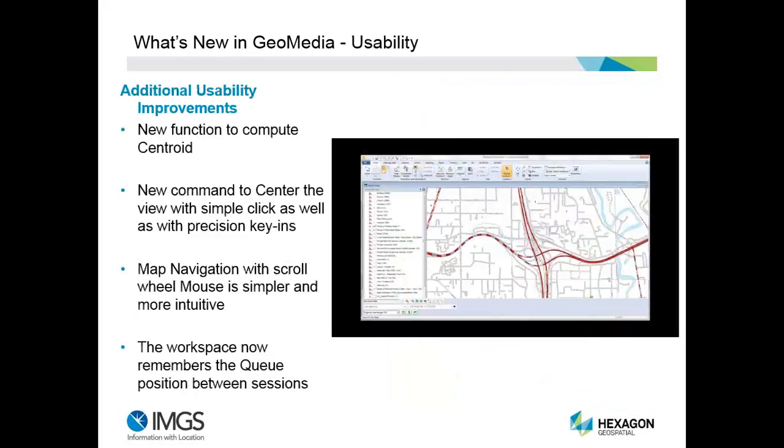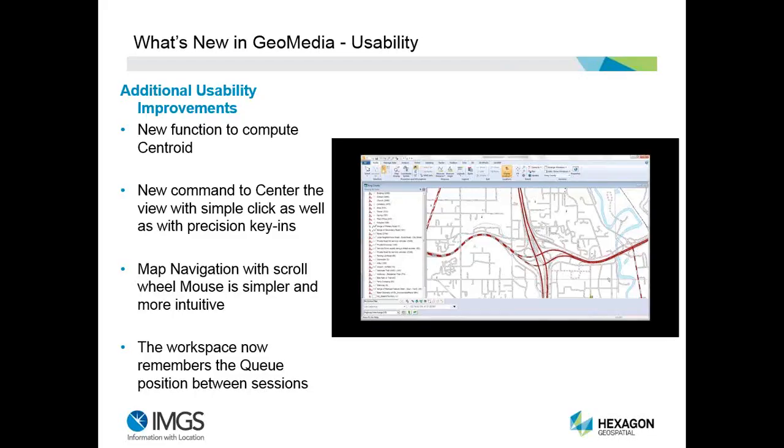Some other usability tools. We now have a new function in the function analysis to compute the centroid, and there's a new command in the navigation tools to be able to center the view with a simple click, as well as using your precision keying. So if you want to map the center of the XY, you just type in the XY and it'll go to it, or you can just click on the center view button and click somewhere on the map and it'll map to that point. Again, very simple tool, just wasn't there before, can be very useful. And again, it improves the scroll mouse wheel.